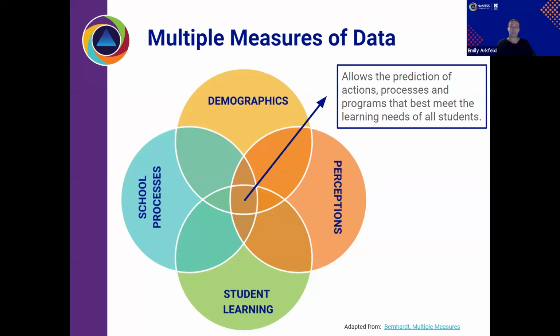A collaborative team will have varied data sources to turn to as they move through the decision-making process. According to Bernhardt, multiple measures of data would include demographics, which includes enrollment, attendance, dropout rate, ethnicity, gender, grade level; perception, so the perceptions of learning, perceptions of the environment, their values and beliefs, and their attitudes and observations; the school processes, so what is the description of school programs and processes; and then the student learning, looking at standardized tests, norm and criterion reference tests, teacher observations of abilities, authentic assessments. These sources will all help collaborative teams understand a school's impact on student achievement.